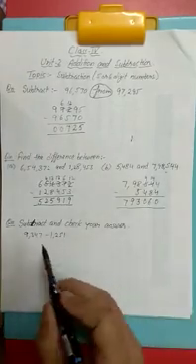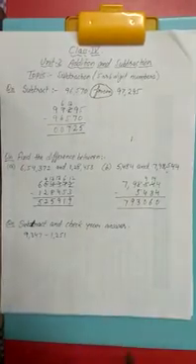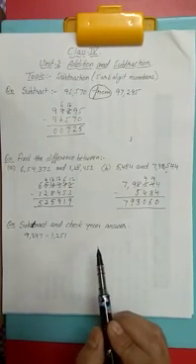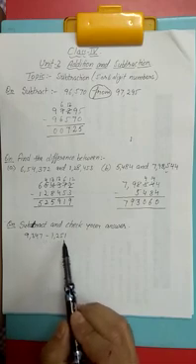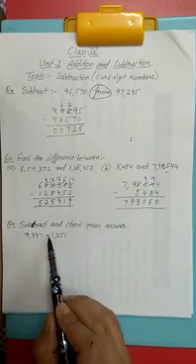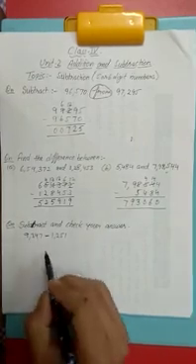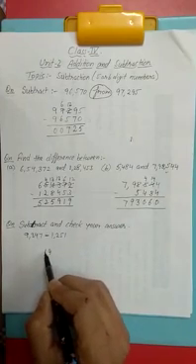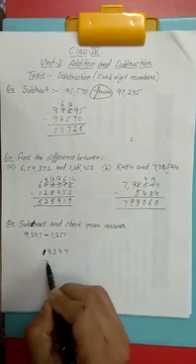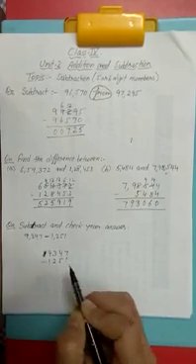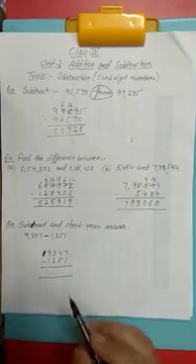Now in the next question, the question is subtract and check your answer. Now we will learn how to check the answer. Here the question is 9,347 minus 1,251. So it is a direct question. There is no need to check which one is greater. First of all, we will subtract it, and then we will check the answer.